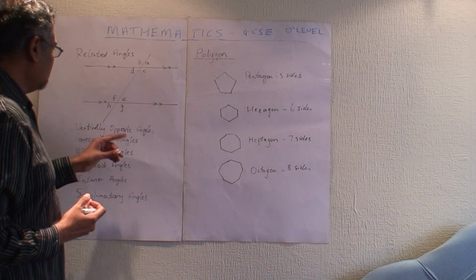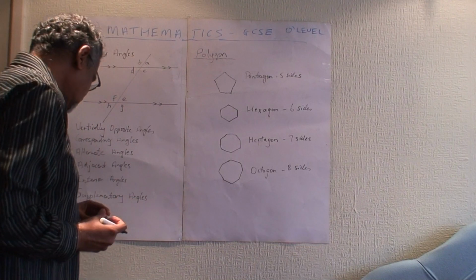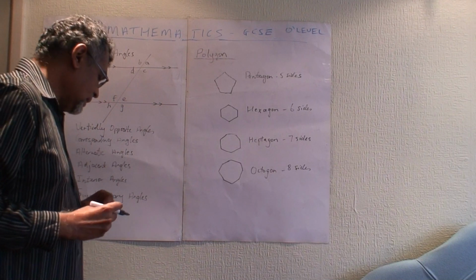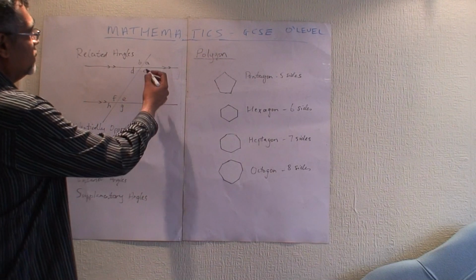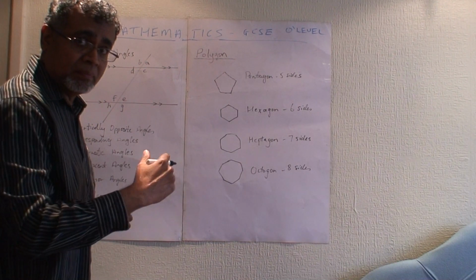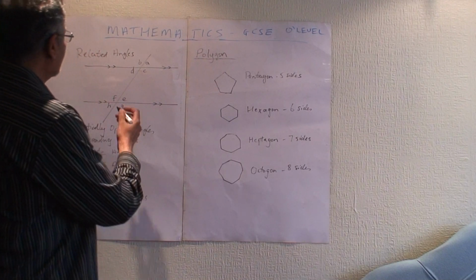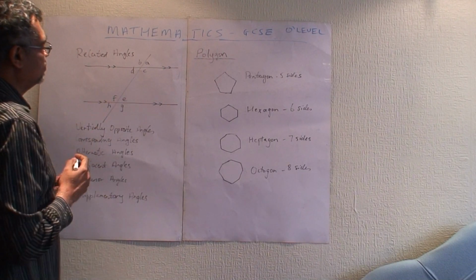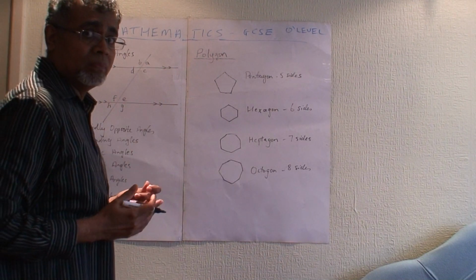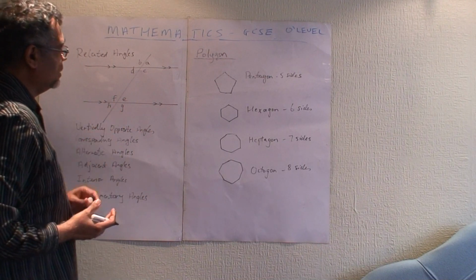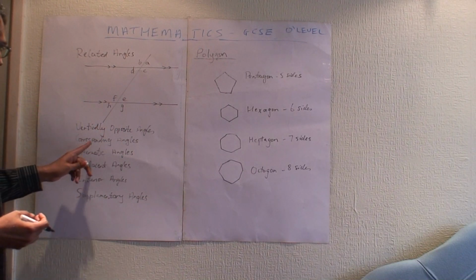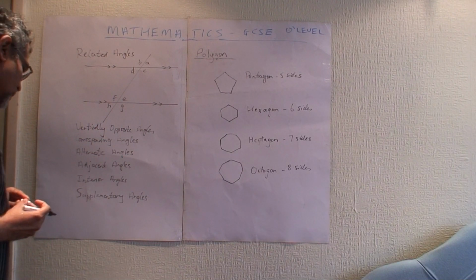The angles that are vertically opposite are equal to each other. So here we have A and D, vertically opposite to each other, and they are equal. E and H, vertically opposite, equal. B and C, vertically opposite, equal. F and G, vertically opposite and equal. So that's vertically opposite.